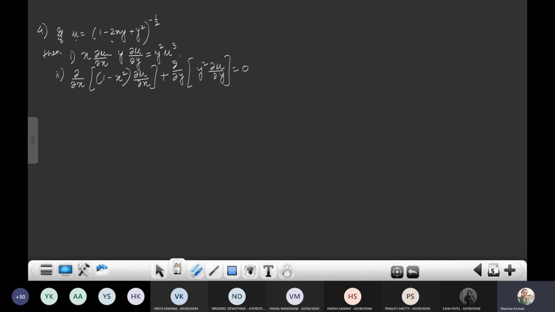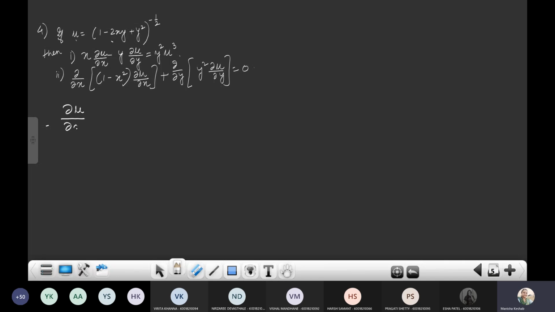Okay. So let us now start from left hand side because left hand side is easy to start with. So first one, left hand side. So what we have, del u del x and del u del y. So we need to find del u del x and del u del y. So first let us find that del u del x and del u del y.